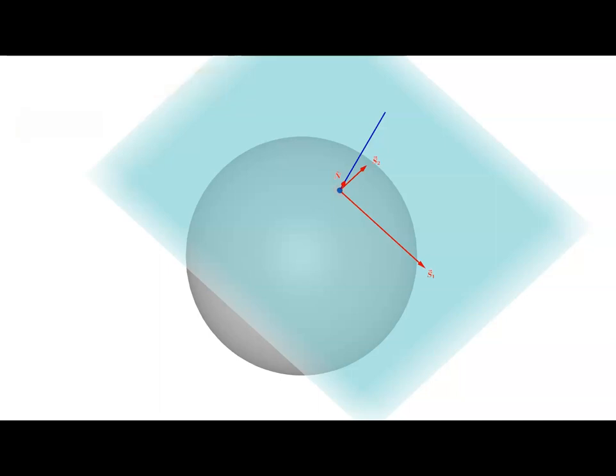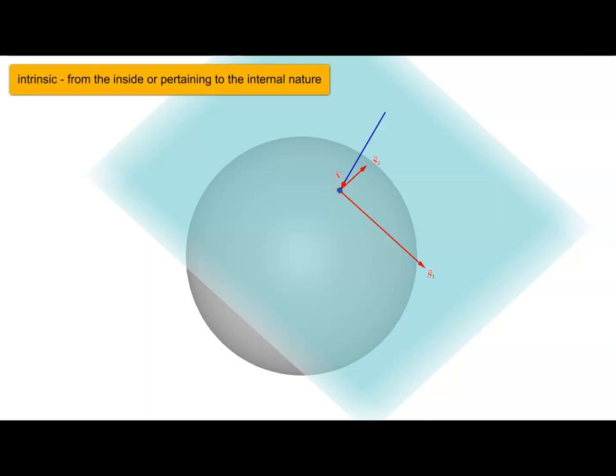In video 78, I pointed out that the principal curvatures and the mean curvature depend on the orientation of the normal, while the Gaussian curvature does not. Well, Gauss picked up on this idea and began to question whether it could be derived without reference to any extrinsic object. In other words, he suspected, correctly as it turns out, that Gaussian curvature is an intrinsic property of the surface. The word intrinsic means from the inside or pertaining to the internal nature of something.